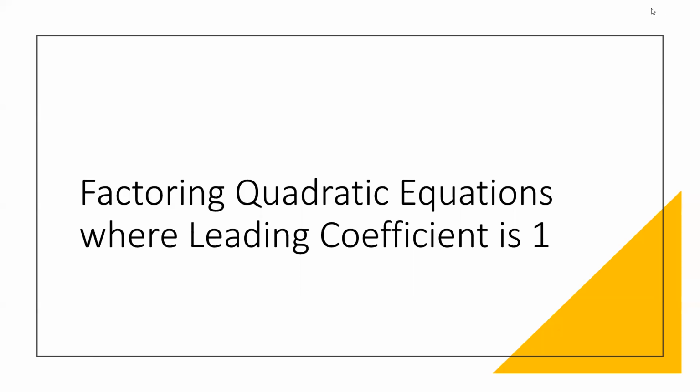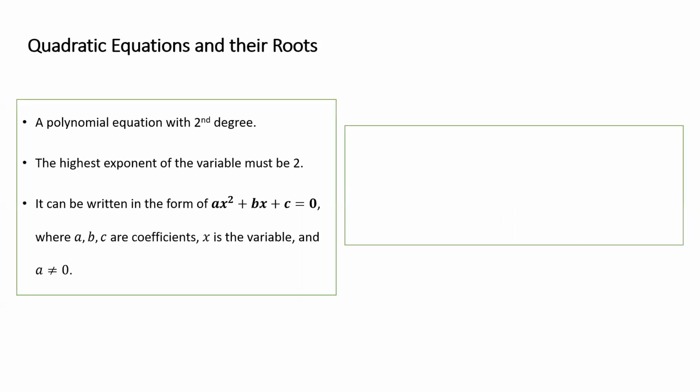Last video, we discussed quadratic equations and a little bit about their roots. But what are quadratic equations again? Quadratic equations are polynomial equations of second degree and can be written in the form ax squared plus bx plus c. A is the numerical coefficient of x squared, b is the numerical coefficient of x, and c is the constant term. So a must not be equal to 0, because if a is equal to 0, then this will be a first degree polynomial. But b and c can be 0.